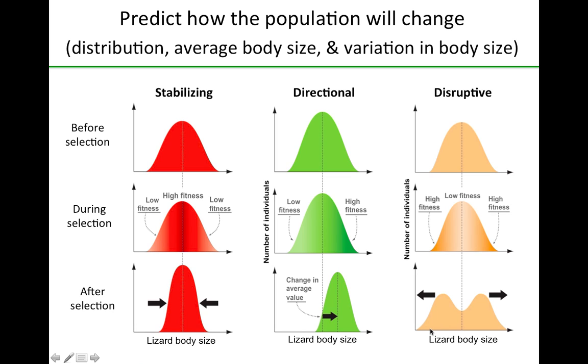So disruptive selection tends to either maintain variation or, as a result of sexual reproduction, things that we'll talk about later in the course, you can actually get an increase in variation just because of the way that sexual reproduction works.